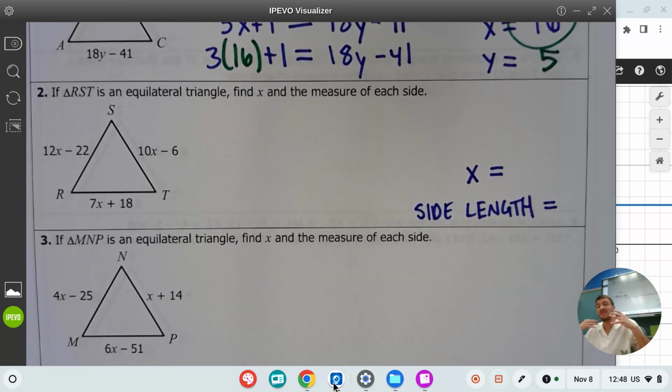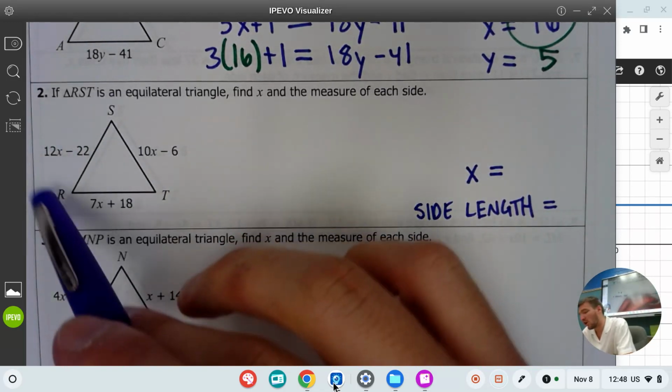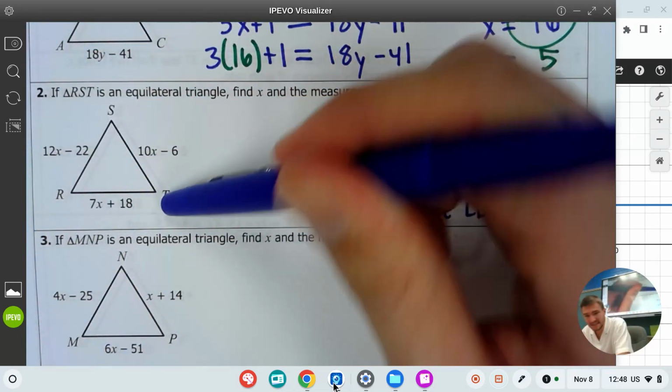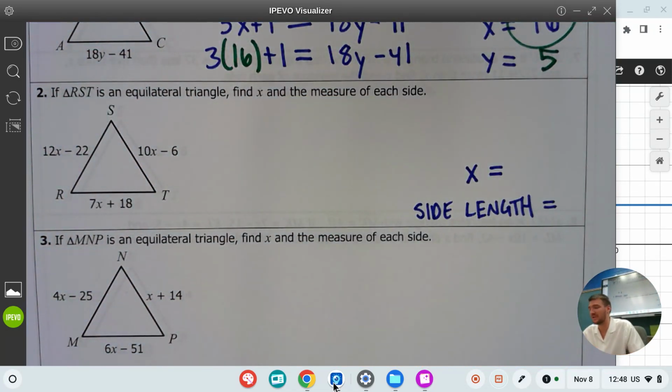Now we actually have a lot of options for number 2. All of these sides are the same, right? So we know that RS, ST, RT, these are all equal to each other. We just got to pick 2, all right? You got a lot of different options, whichever order you want to do it in.